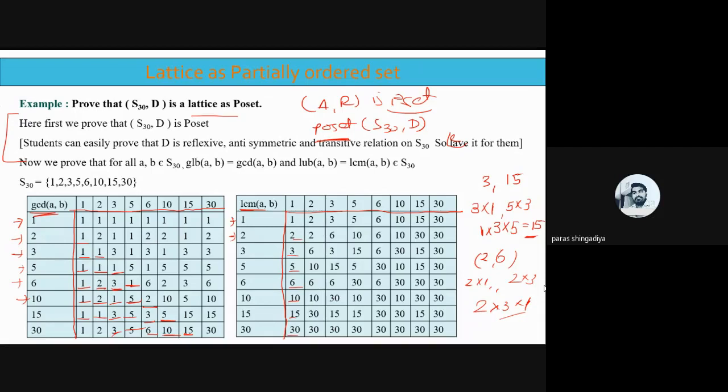Clear? And now use these values in the second row and second column as 2, 6, 10, 6, 10, 30 and 30. Clear? So these are the values in the second column. Now change the number. It is 3 here. So the LCM of 3 with 3 will be 3. 3 with 5 will be 15. 3 with 6 will be 6. 3 with 10 will be 30. 3 with 15 will be 15 and 3 with 30 will be 30. Clear?